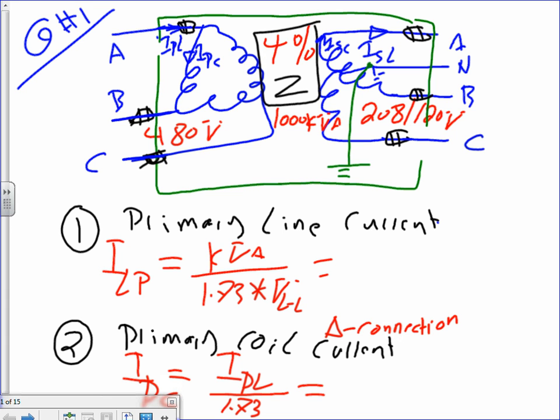Okay, so here's challenge number one. Challenge is a better word than problem.